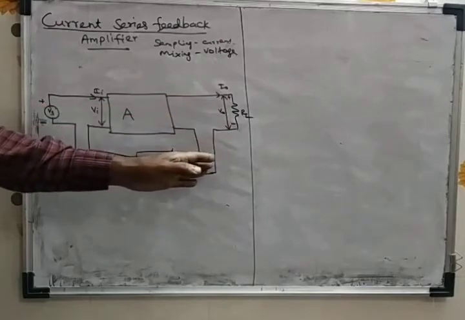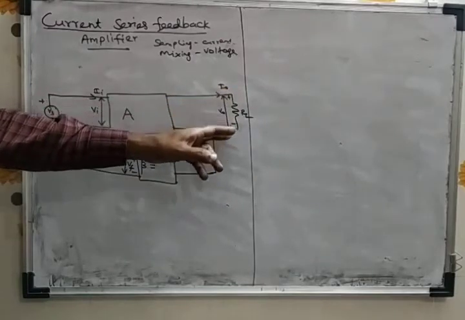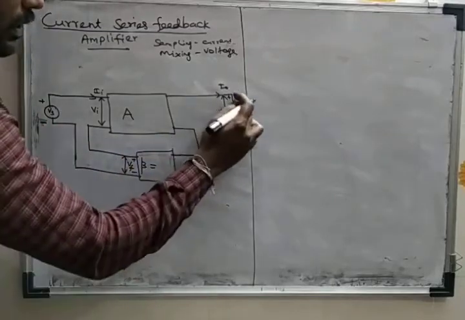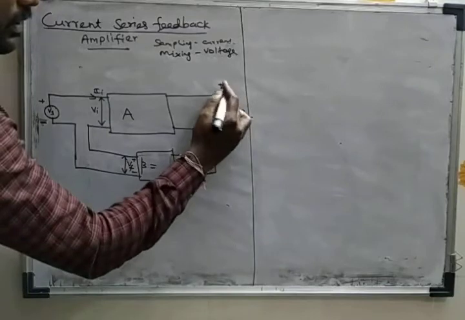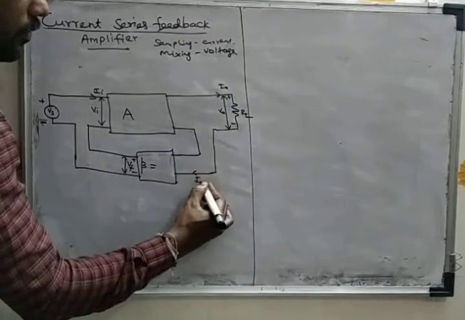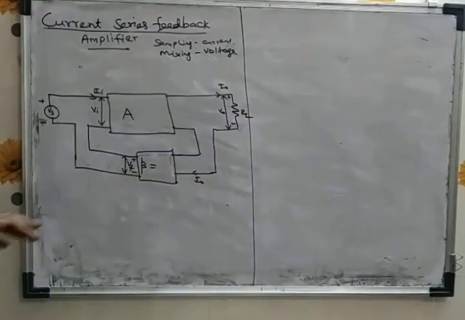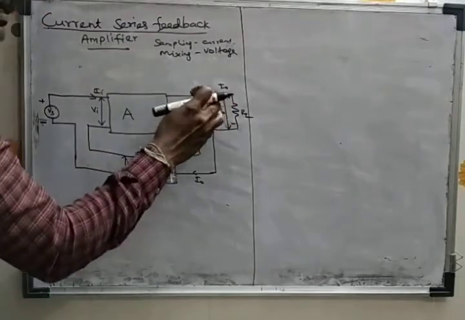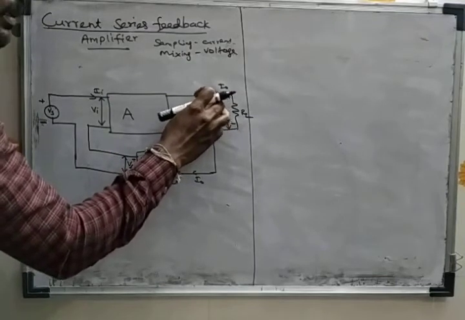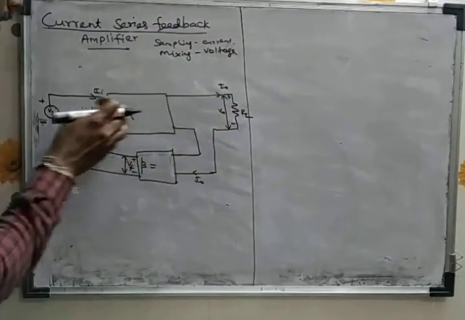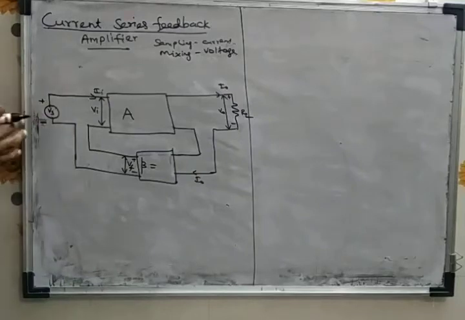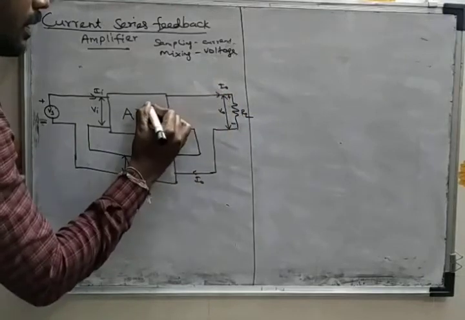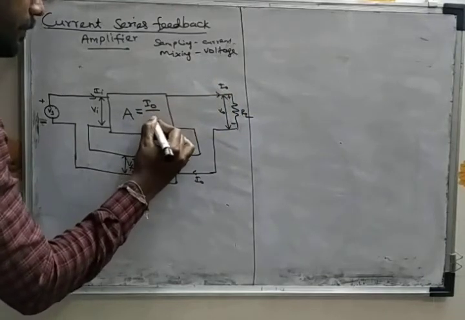Here the feedback element is current. So current flowing through feedback circuit. This I0 is flowing through this feedback network. So here current is output and on the input side we have voltage. So your gain is I0 divided by Vi.